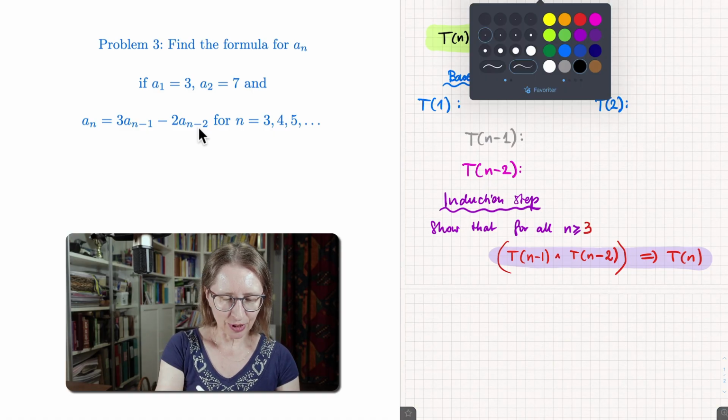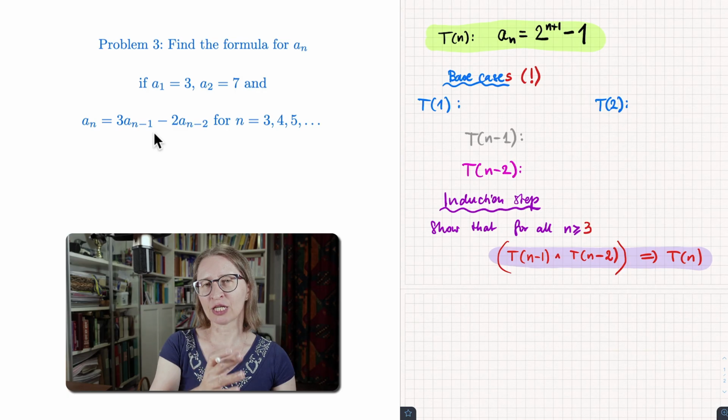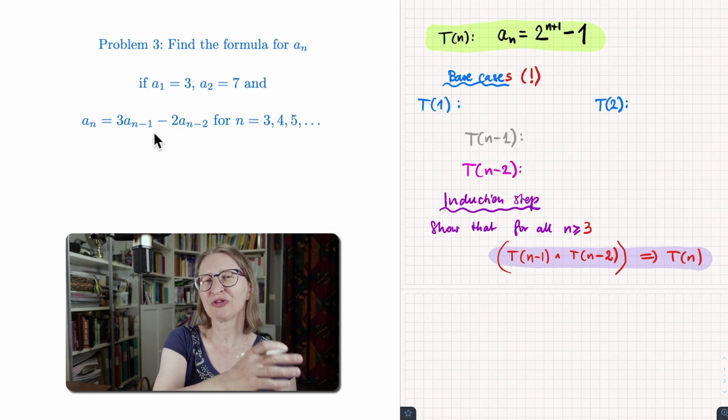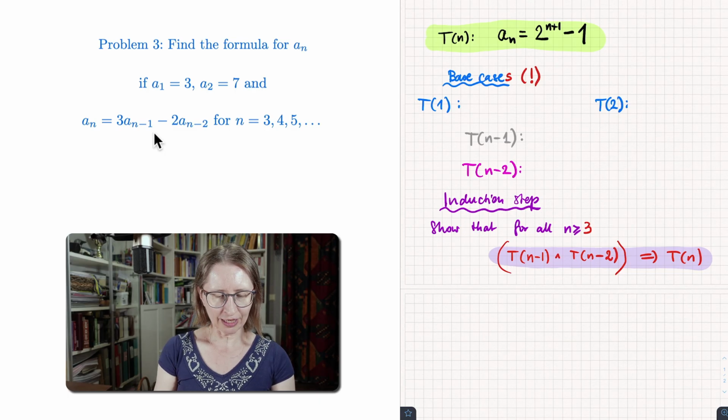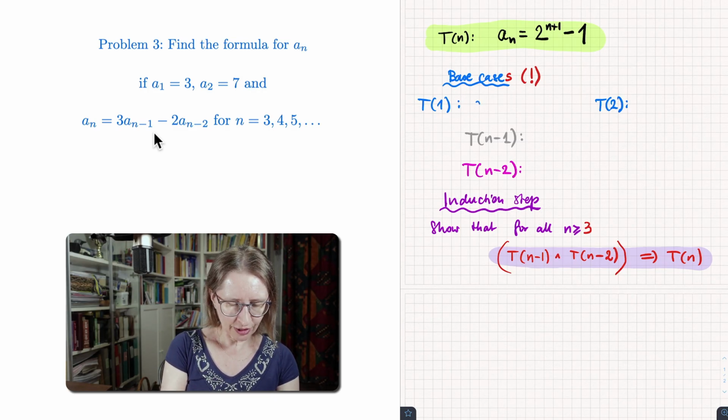So in any case, we have to start by two base cases, because in order to start with our computations for some number, we need the values of the elements of the sequence numbered by two numbers before. So we have to prove T(1) and T(2). And what is T(1)? T(1) tells you that a_1 is equal to 2 to the 1 plus 1 minus 1.